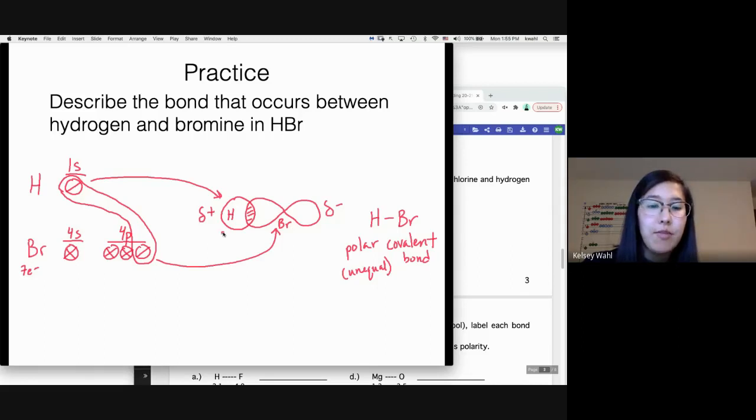So you always will have one side that's partially positive and one side that's partially negative if the bond is polar covalent. Remember, if it was non-polar covalent, like if you had a situation where H and H were sharing electrons, then it would be non-polar and it'd be equal and you wouldn't have these partial charges.